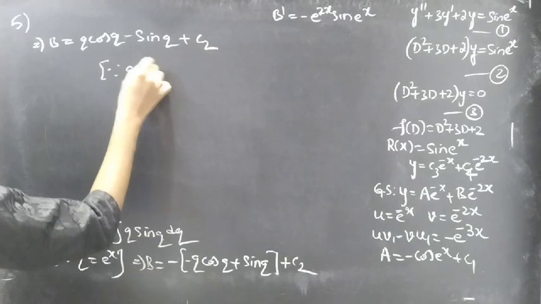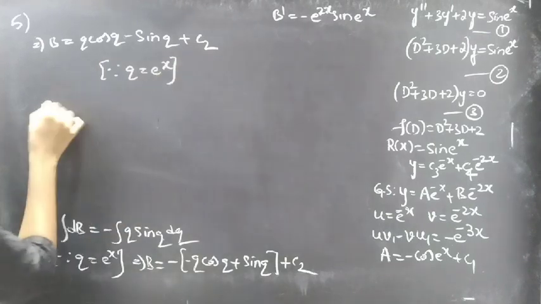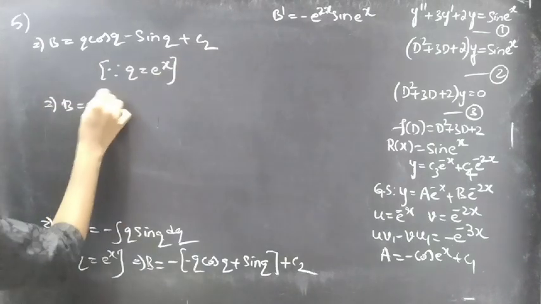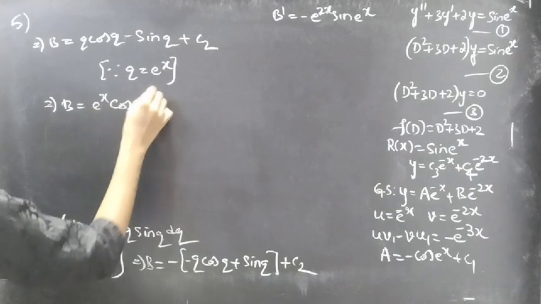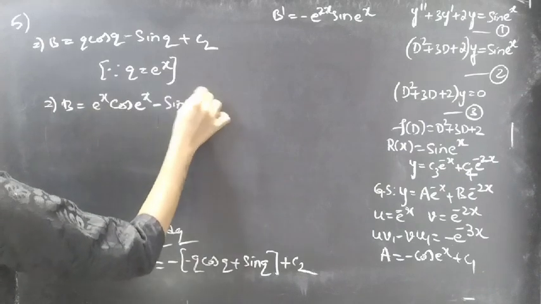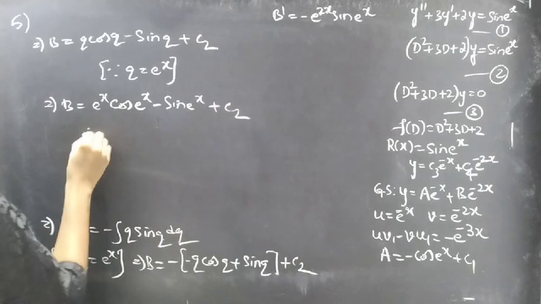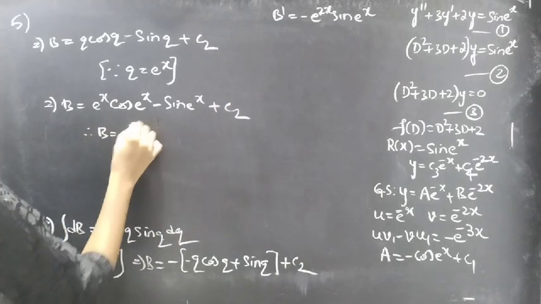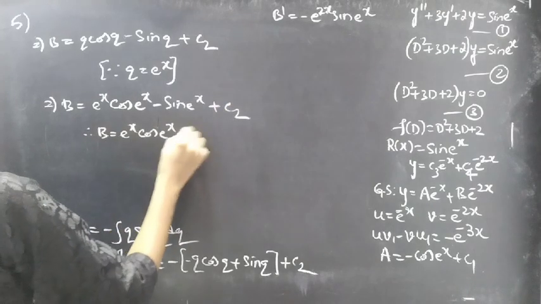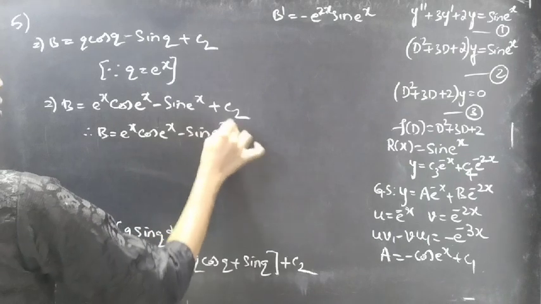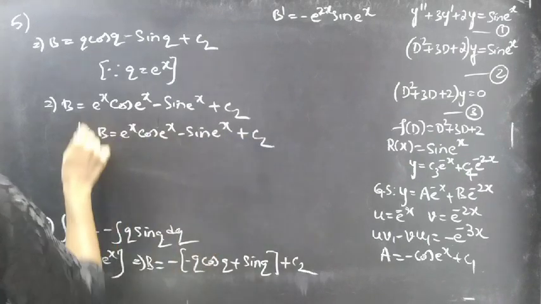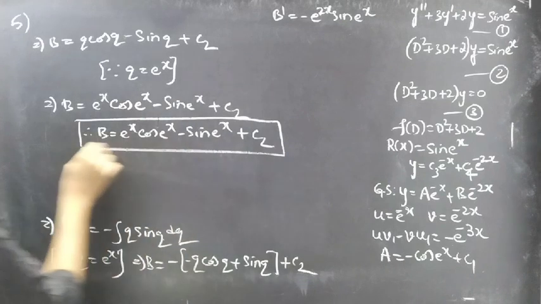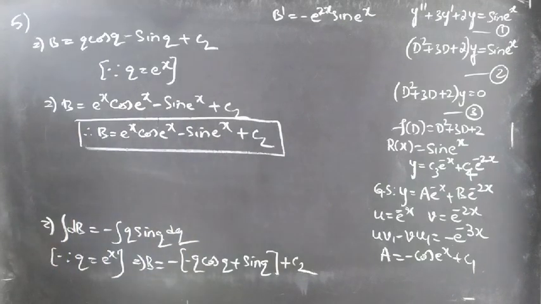Since q equal to e power x, this gives us b equal to e power x cos e power x minus sine e power x plus c2. Therefore b equal to e power x cos e power x minus sine e power x plus c2. We got b and a. Let's now write the general solution using y equal to a e power minus x plus b e power minus 2x.